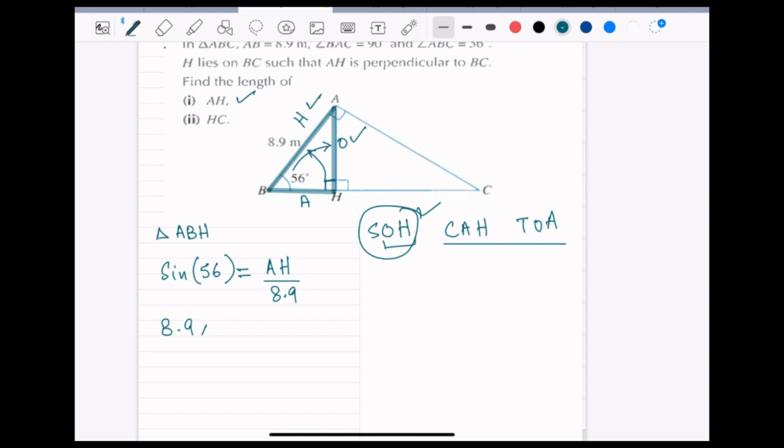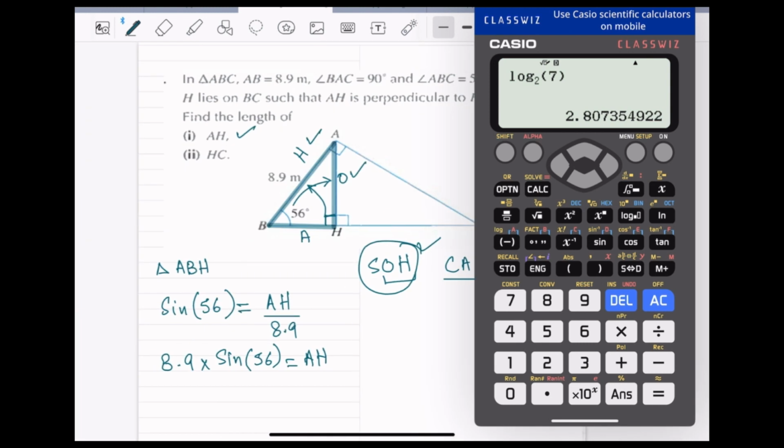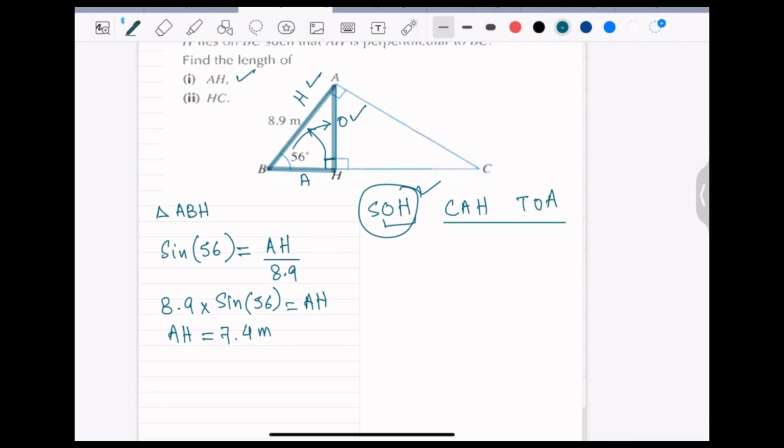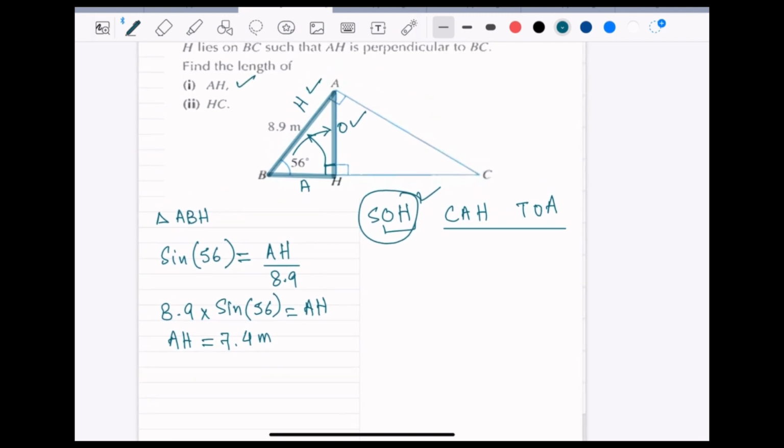8.9 times sine 56 is equal to AH. Now, let's look at this. 8.9 times sine 56 is 7.4. So AH is equal to 7.4 meters. Now, for part B, I have to find out HC. So I can write that the length that I've just found out is 7.4 and it is here.